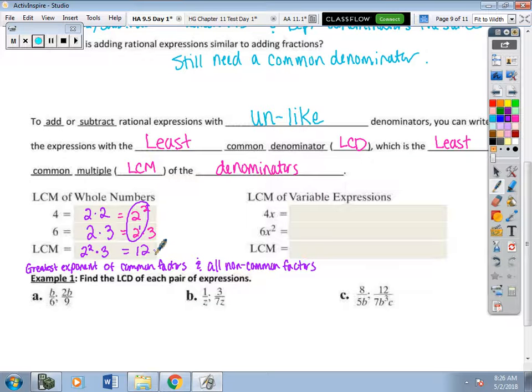Now the same thing works if we add in variables. So this would be 2 squared times x, and this would be 2 times 3 times x squared. So the same thing, any common factors that we have, so we have the 2's in common, you take the bigger of the exponents, so this would be 2 squared. And we also have x's in common. We take the larger of the exponents, x squared, and you pick up any factors that are remaining, so 3. So this will be 12x squared.